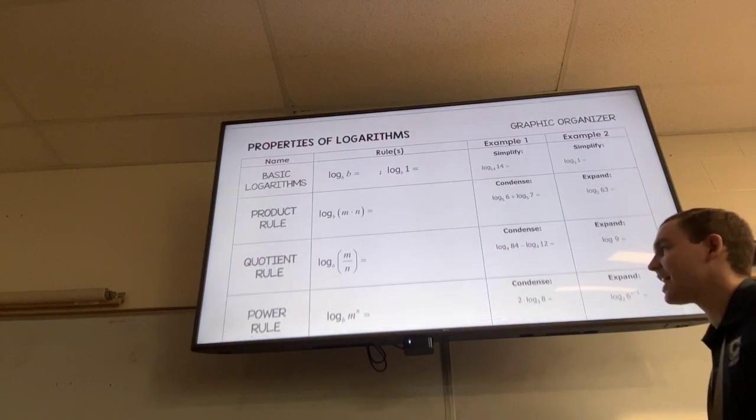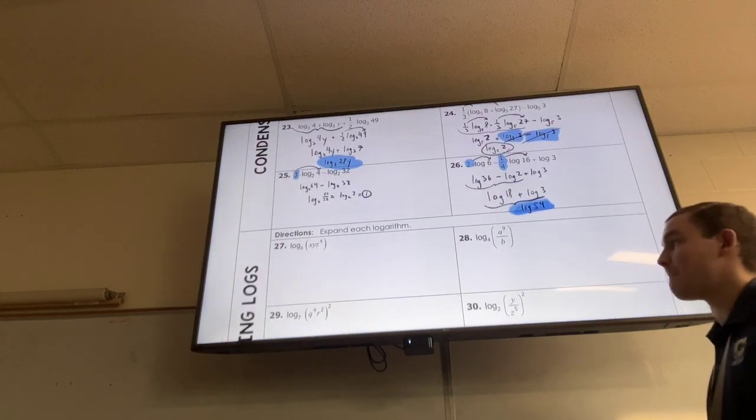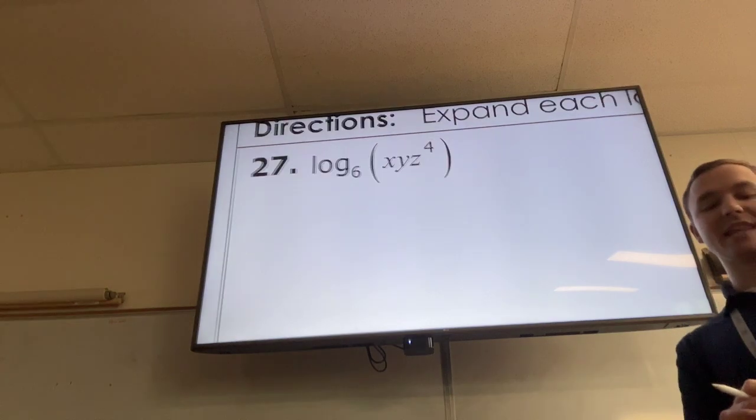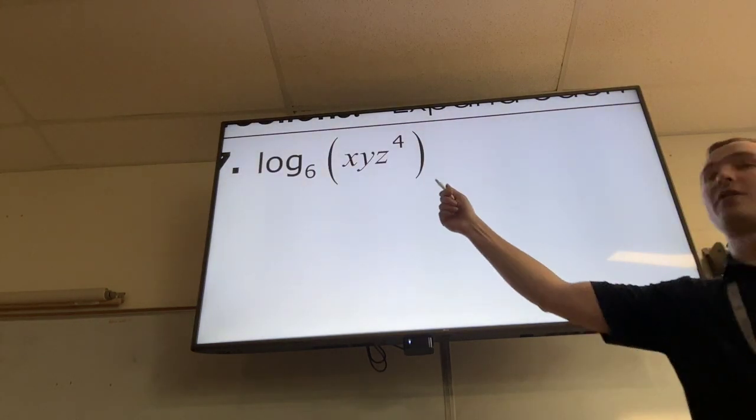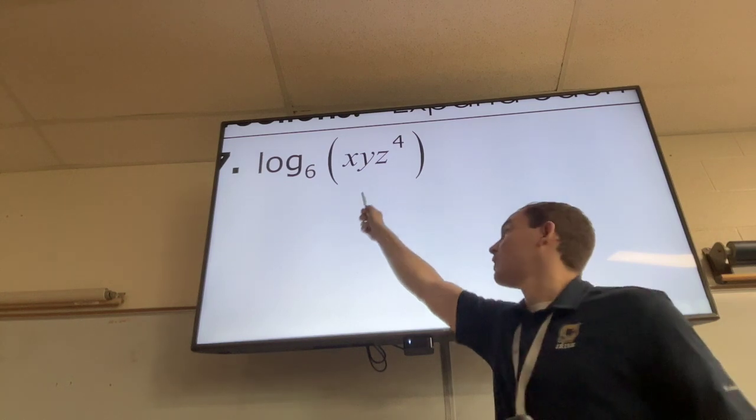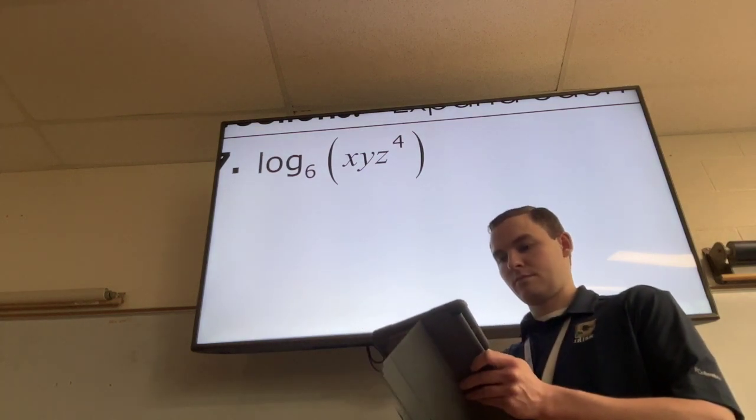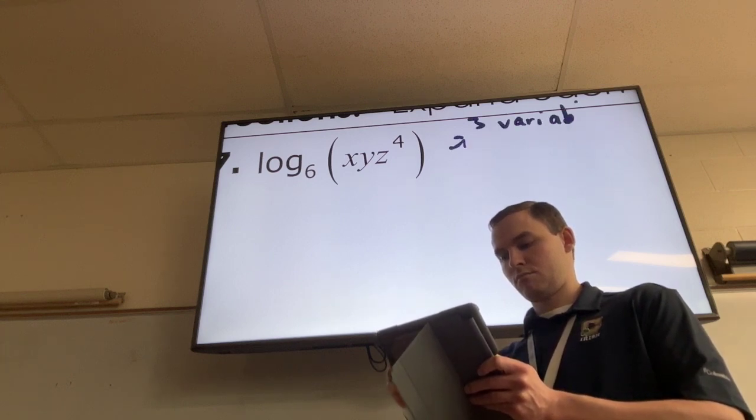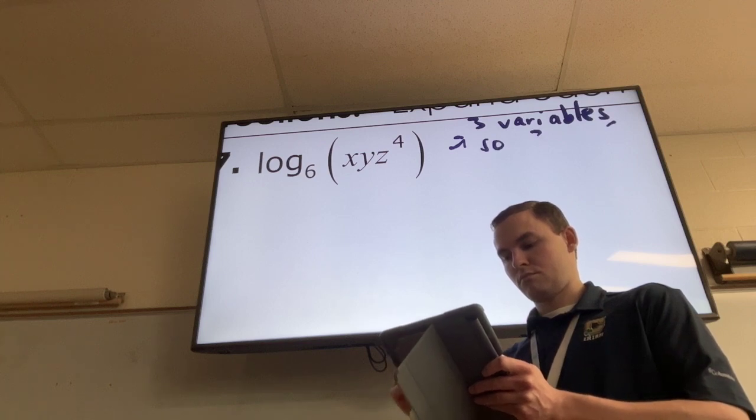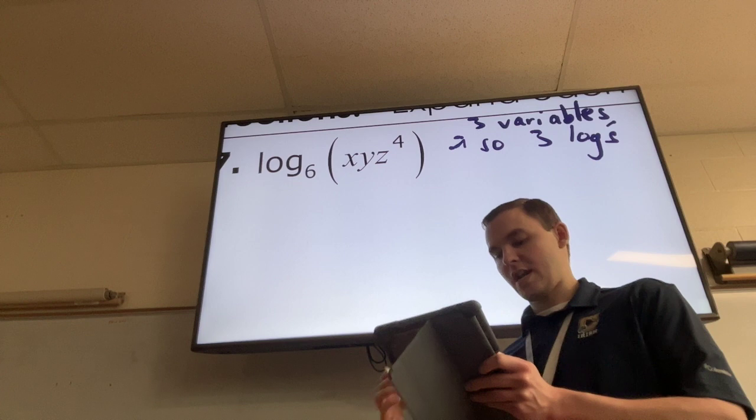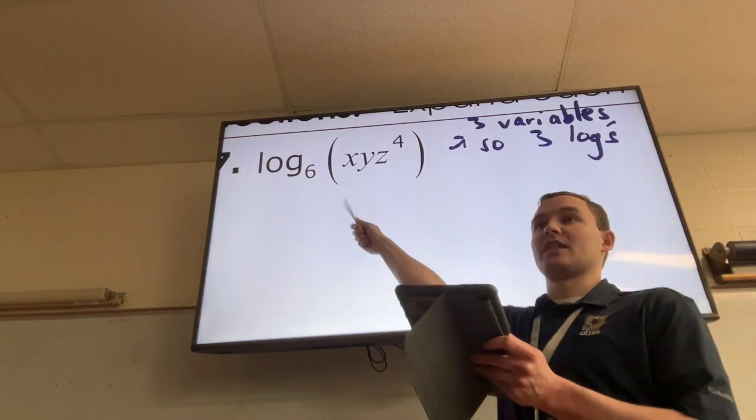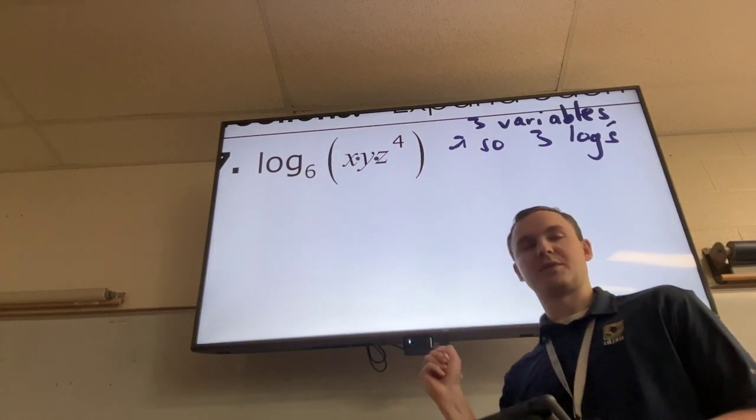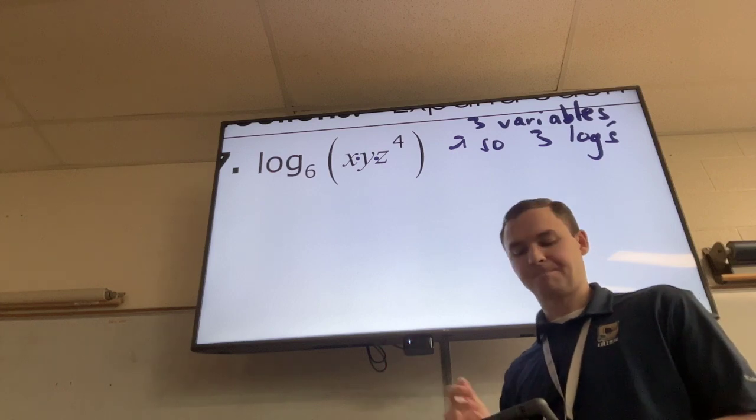We move on. Now, instead of combining logarithms, we want to go the opposite direction. So now we want to take this and write it as three different logarithms, okay? We have three variables, so three logarithms. What operation do I have going on inside that logarithm? x, y, z to the 4th. That's times, right? When there's no symbol, it's times.